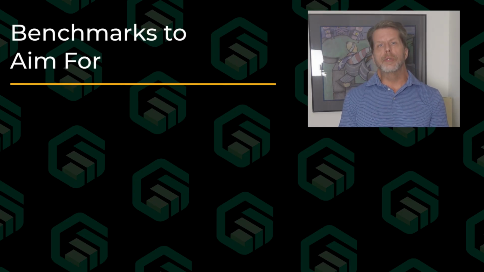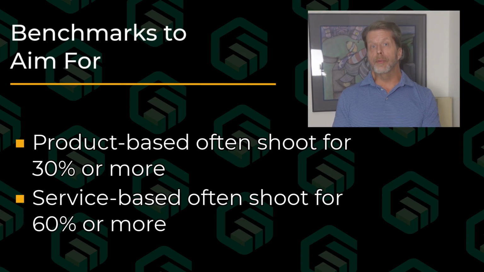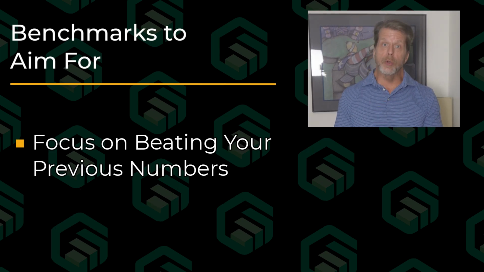Product-based businesses often aim for 30% or more on gross margin. Service firms often shoot for 60% or higher due to the lower cost structures. But the best approach: focus on beating your own numbers from the last quarter. Industry averages can mislead if your costs are unique.